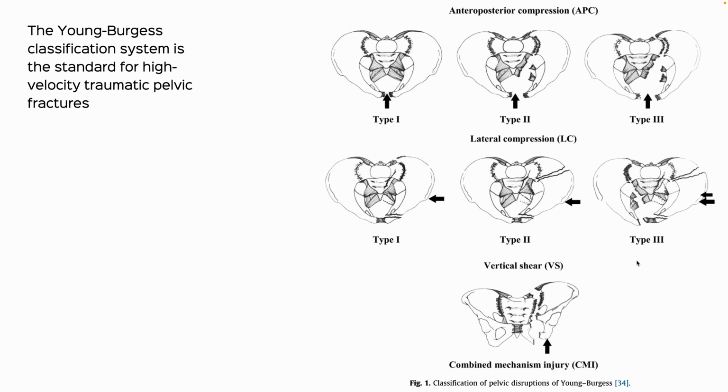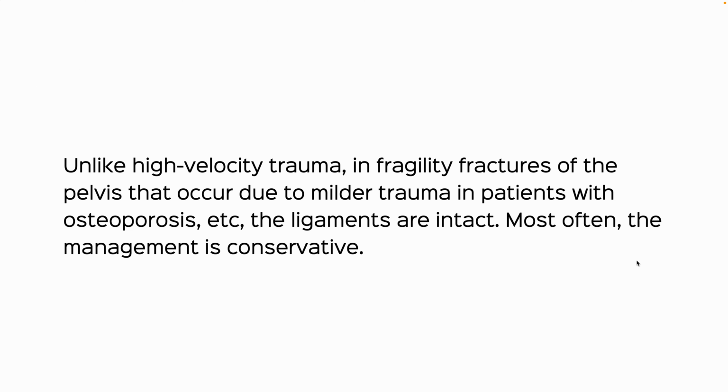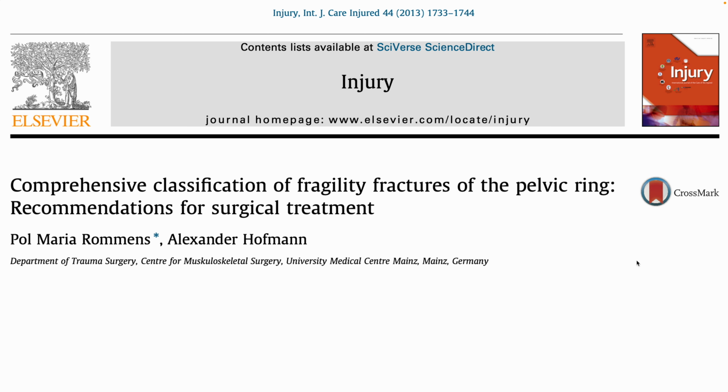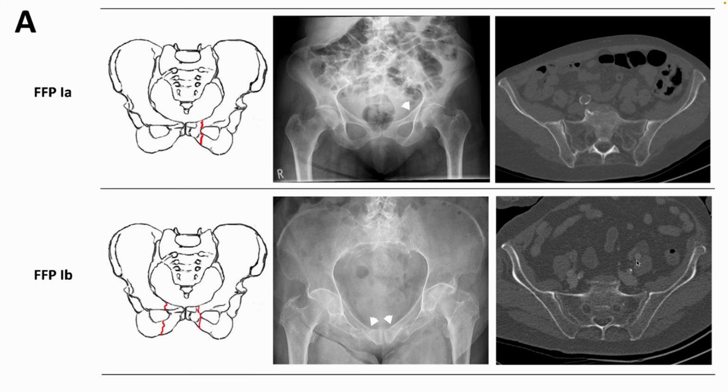The Young and Burgess is used for high velocity trauma that occurs in young people in vehicular accidents. That includes soft tissue and ligamentous injury. But it doesn't work in people who have milder trauma in their homes due to low energy falls, where the ligaments are typically intact. And so in 2013, Rommens and Hofmann came out with this classification that has become quite popular when you look at the PubMed references and citations.